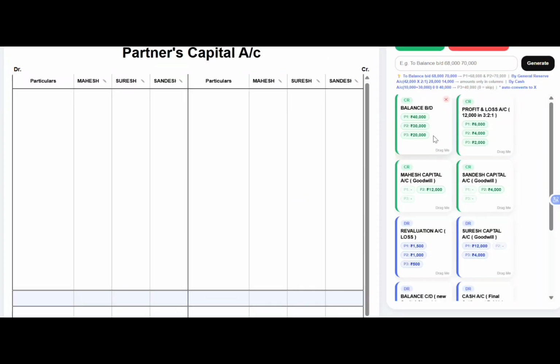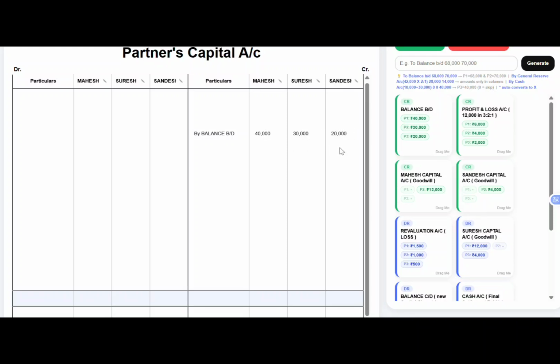Now let us see how to prepare the partner's capital account. In the partner's capital account, first we have to bring down the capitals from the balance sheet. The capitals are the opening balance of the partner's capital account. So write it on the credit side as by balance brought down: 40,000 for Mahesh, 30,000 for Suresh, and 20,000 for Sandesh. That is the capitals which is given in the balance sheet.